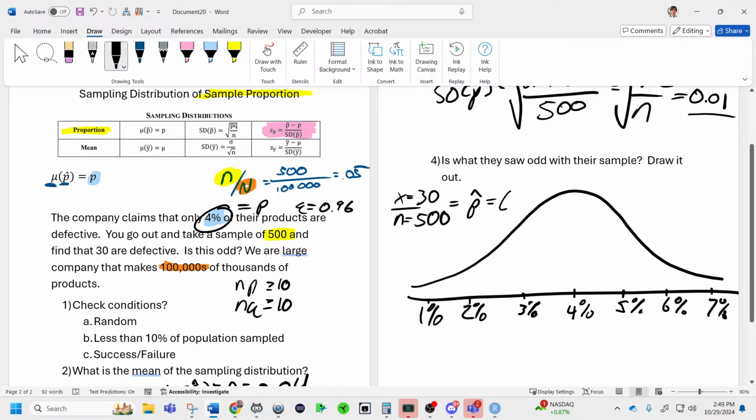So we could do it as a decimal. That means we landed here. You know what's interesting? This question on the test could ask you, what is the probability of more than this? You should be able to figure it out using z-scores. What is the probability of more than 6%?